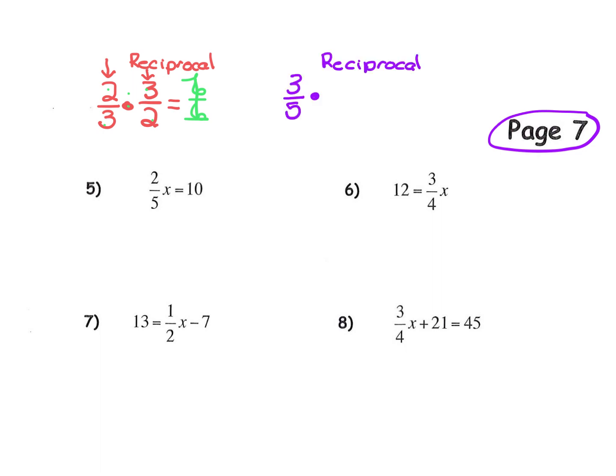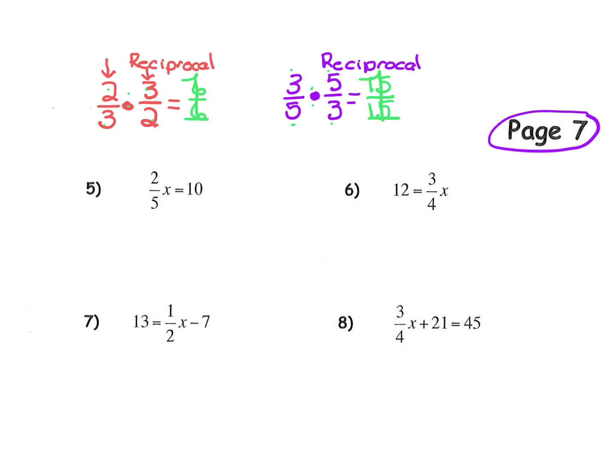If we have the fraction 3/5 and we multiply 3/5 by its reciprocal, we just flip it over and take top times top, we get 15. Bottom times bottom, we get 15 in the denominator. And of course, it ones out. So we're going to use the reciprocal trick to help us solve a few of these equations.